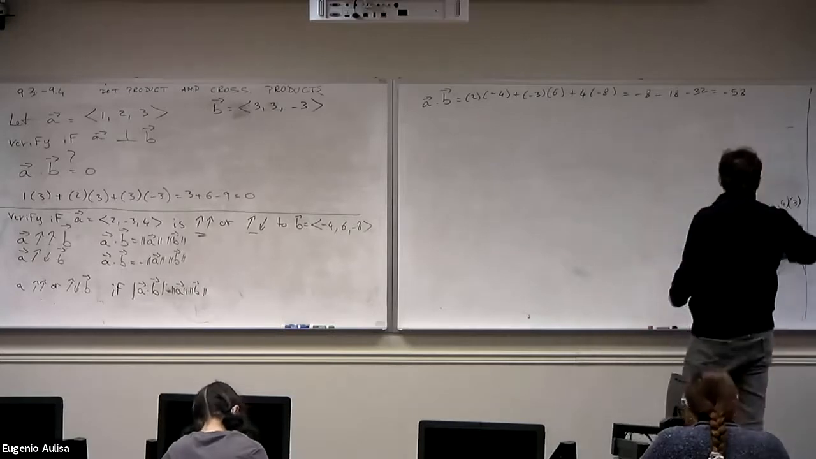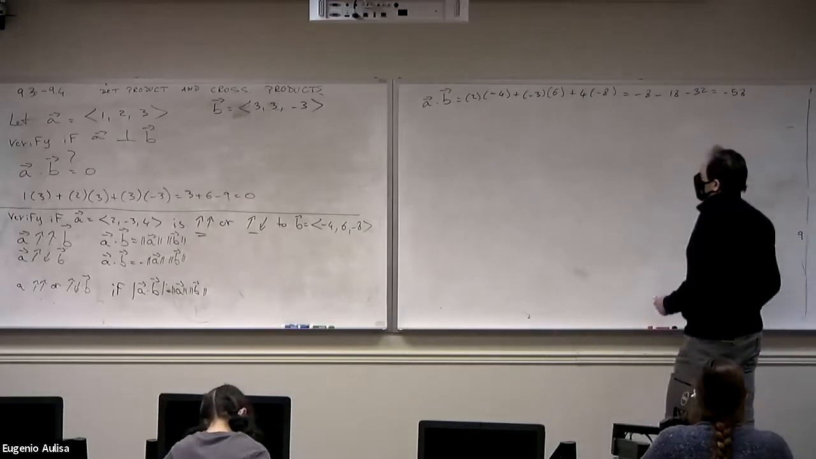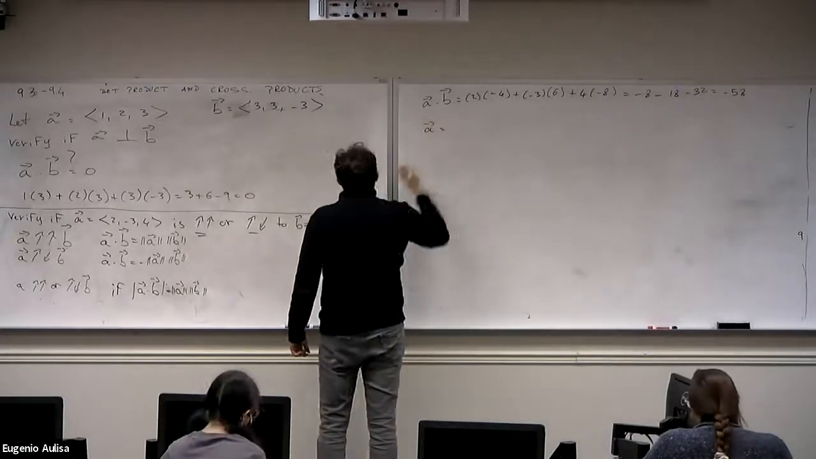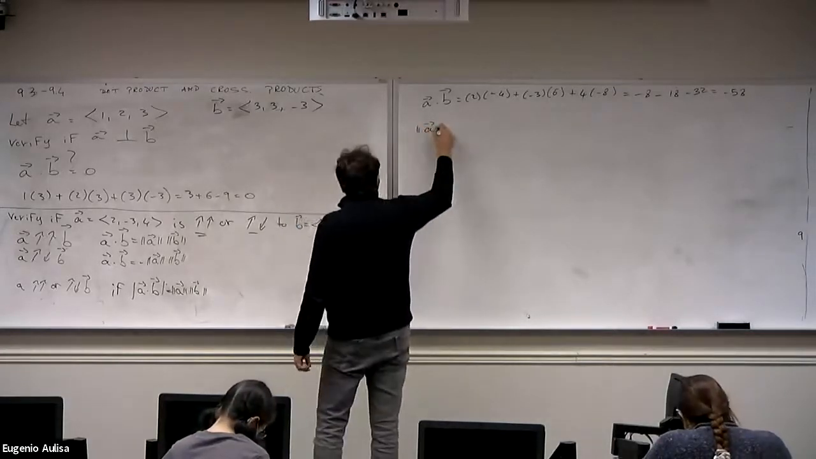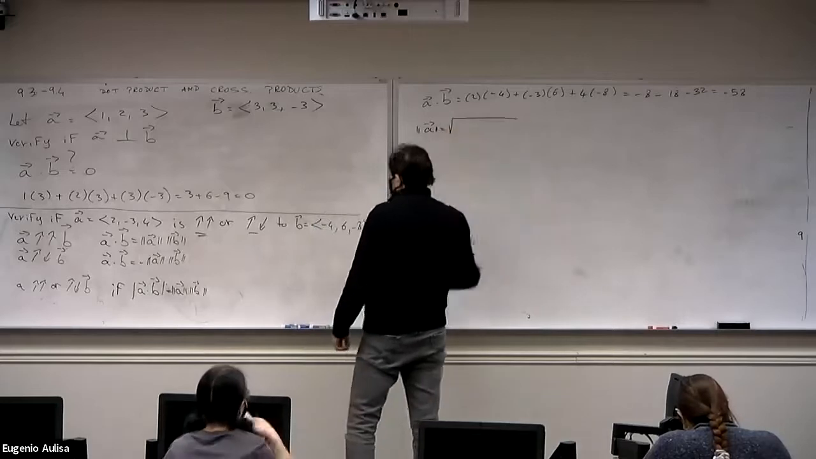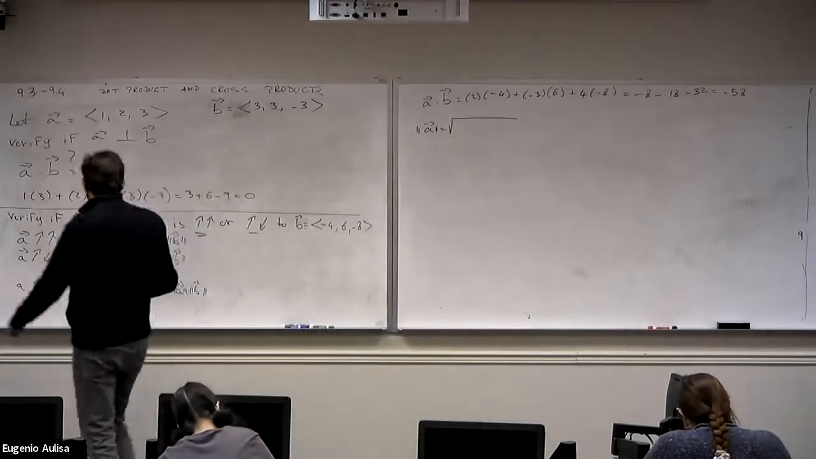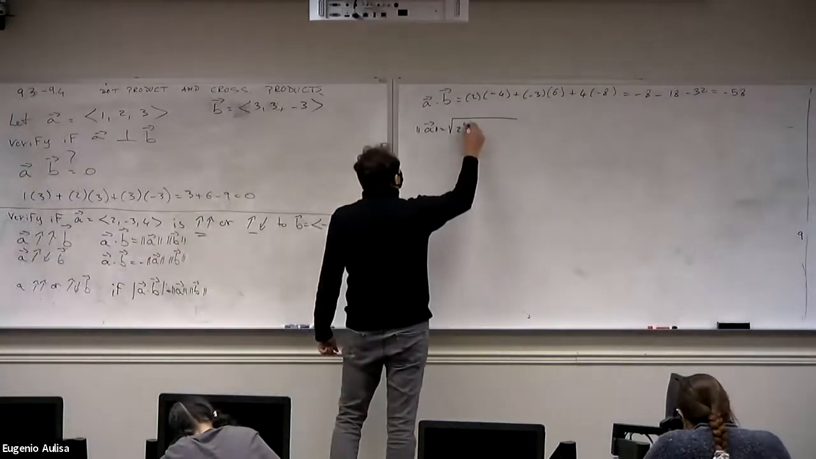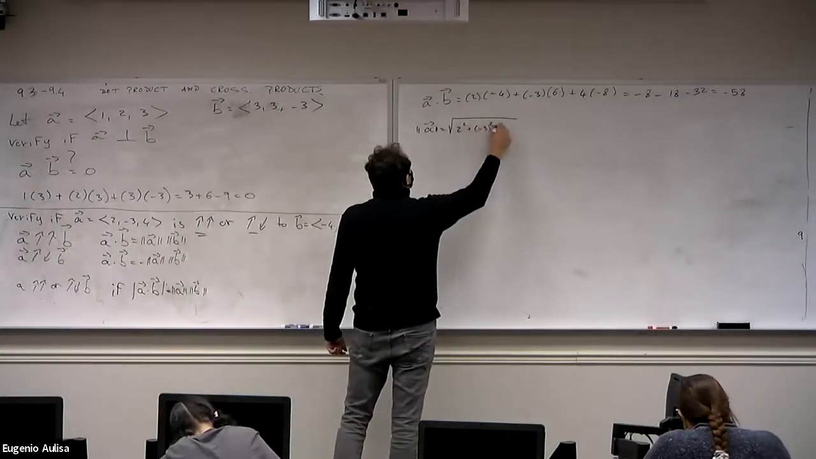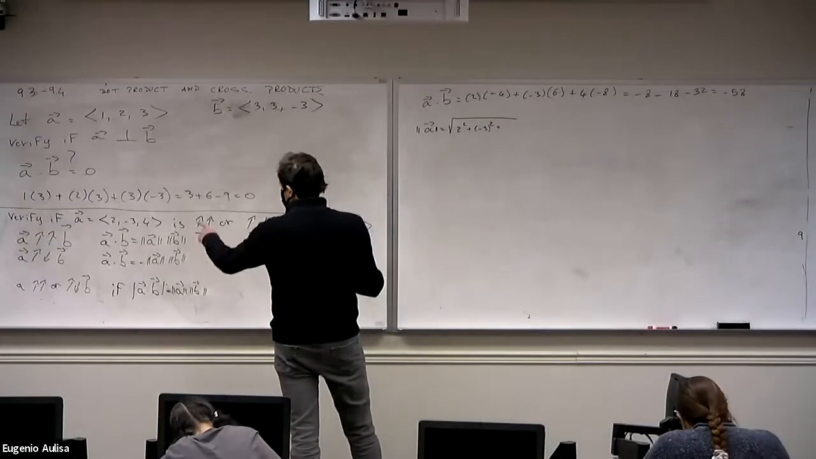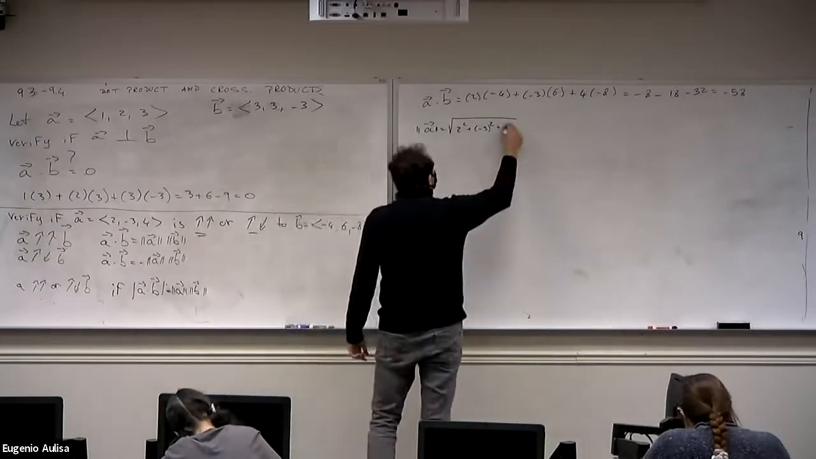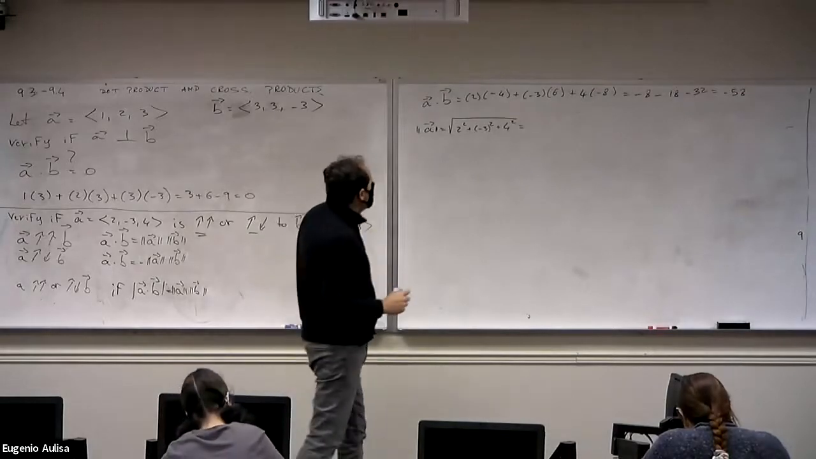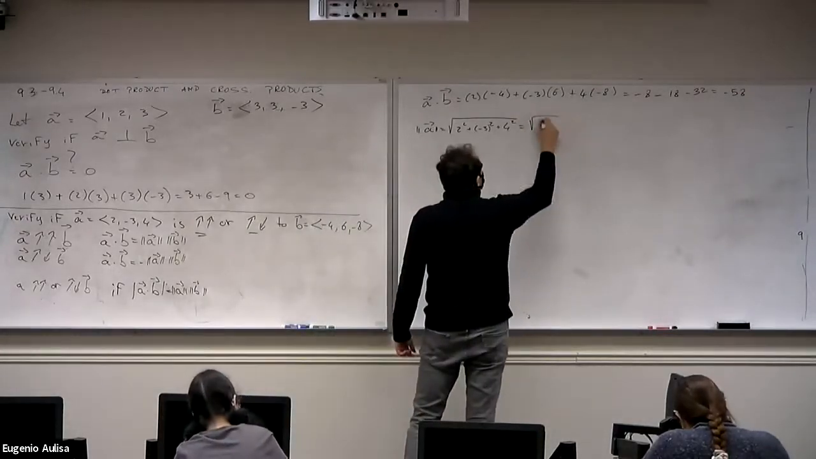Then we look at the length of A. The length of A is the square root of 2 squared plus -3 squared plus 4 squared. So again, this is 4 plus 9 is 13, plus 16, 29, square root.